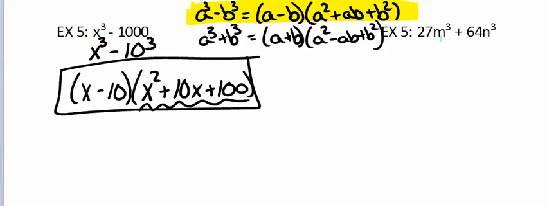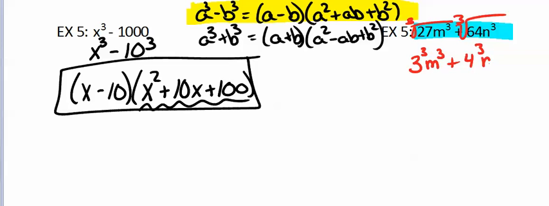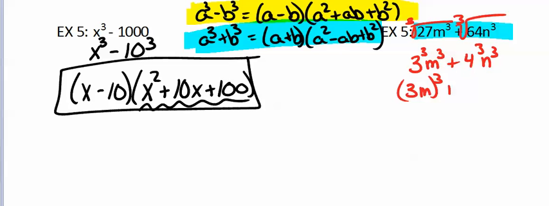Finally, if we take a look at this one, we're able to do cube roots of each of those terms. The cube root of 27 m cubed is 3m cubed, plus 4n cubed. And this one happens to be the sum. So again, I'll just rewrite this a little bit differently. And now my a is 3m, and my b is 4n. So anytime I see a, I put in 3m. Anytime I see b, I put in 4n.